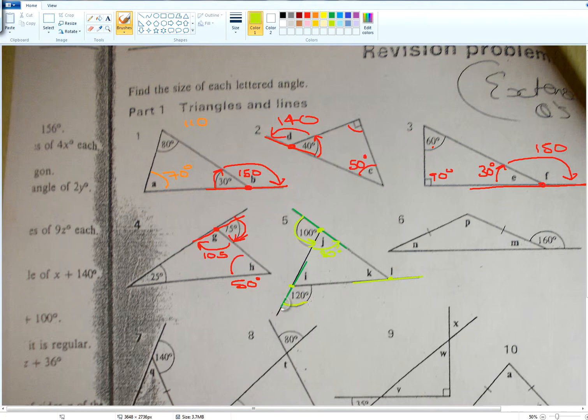You have 120 here, and then these two add up to 180. So that will be 60. 80 add 60 is 140. 140 from 180 will give you 40. And that 40 and that outside one in that case will be what? 140.